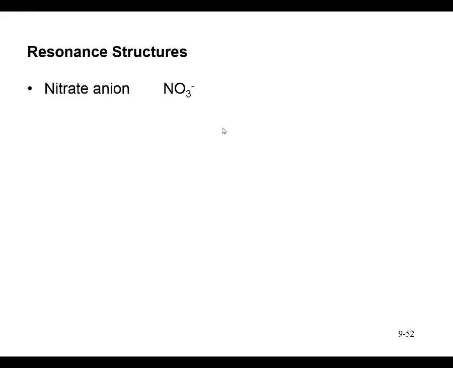Okay, let's consider the nitrate anion. So let's consider some resonance forms for nitrate. If I draw the resonance structures for nitrate, we're going to follow the octet rule in all these cases because we're dealing with elements in the second period. So we're going to have a central nitrogen. We're going to have 3 oxygens bound to that central nitrogen.